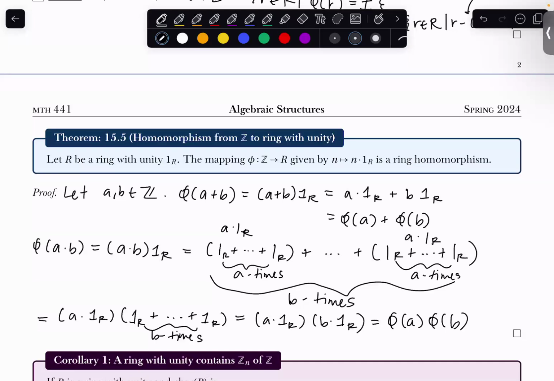A lot of this feels kind of silly just because this is how we think about our integers naturally. So when I say add 1 to itself a times b times, I really can think of it as add 1 to itself a times, and multiply that by 1 added to itself b times instead. But this is showing you fully through how you can use your ring properties to move some of these pieces around.